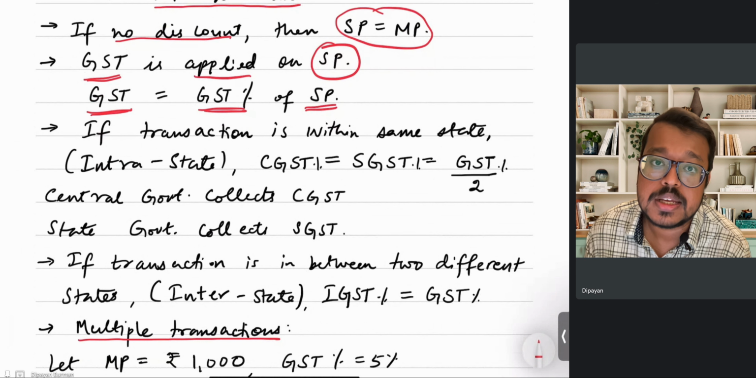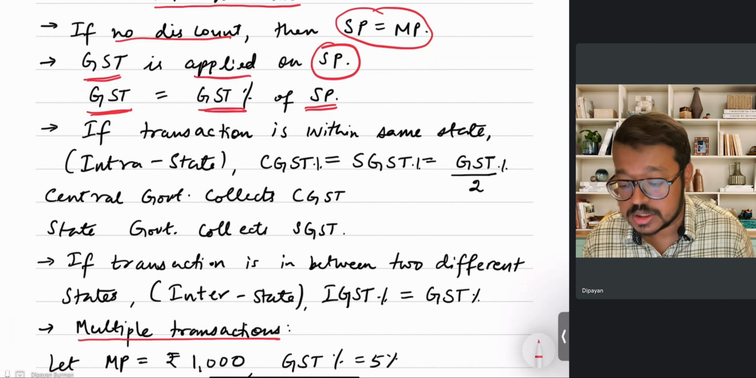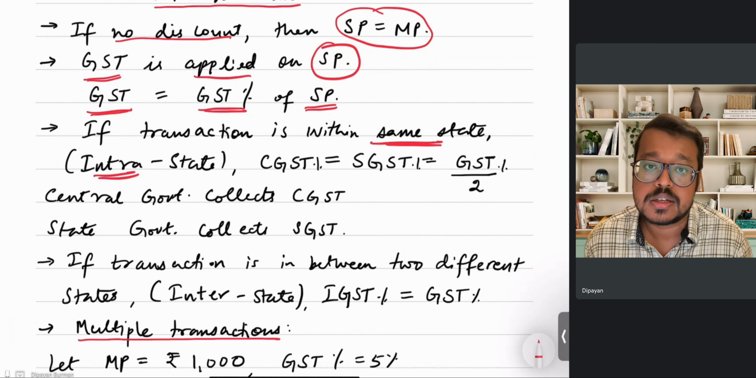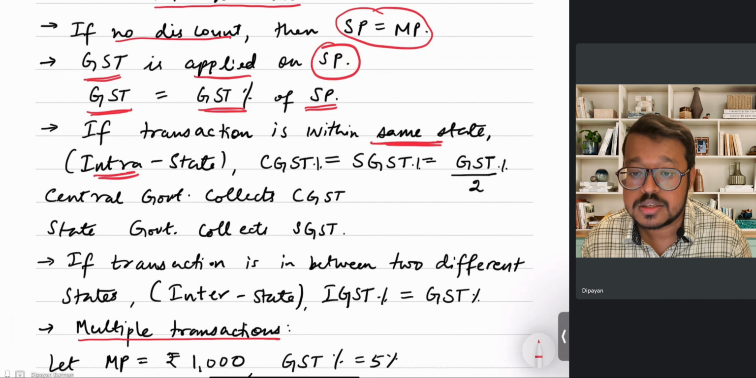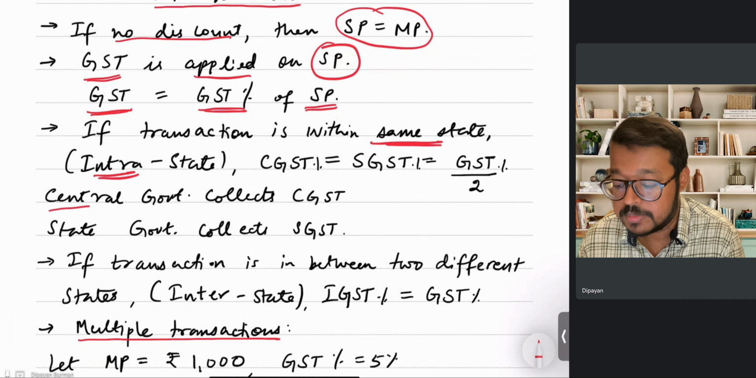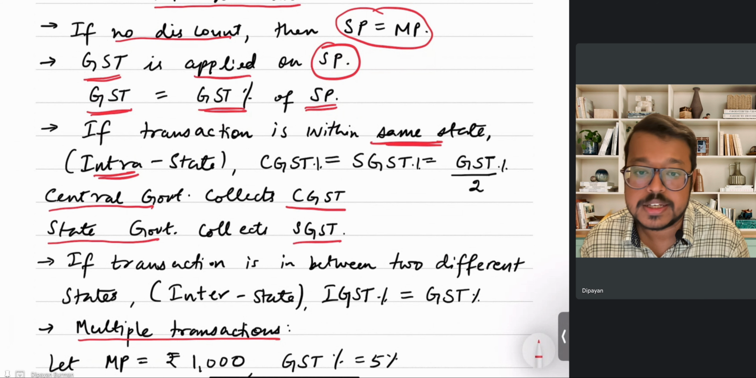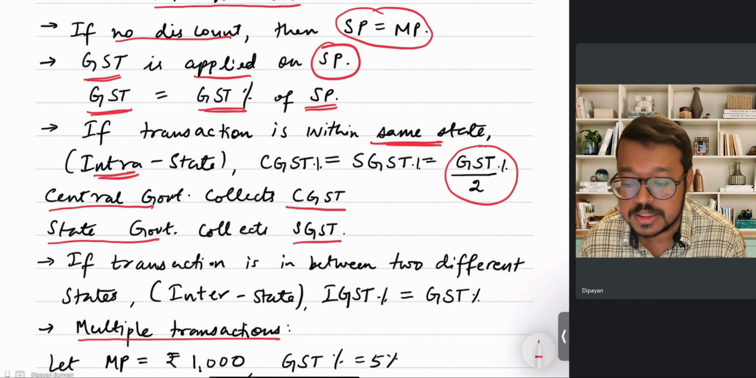Now in case there is any location given where the transaction is happening, in which state the transaction is happening, suppose the transaction is happening within the same state, which is also known as an intra-state transaction, then the GST is split equally into two parts. One is SGST and one is CGST. CGST is central GST, SGST is state GST. Central government will collect CGST and state government will collect SGST, and they are split equally. So whatever the GST rate is, if you divide by 2, that will give you the CGST and the SGST rates.